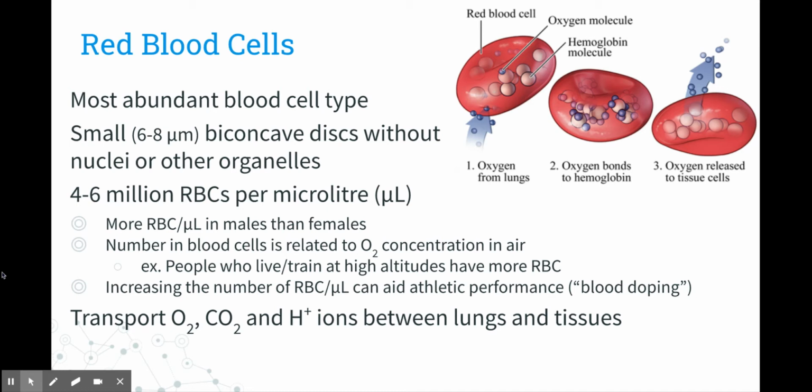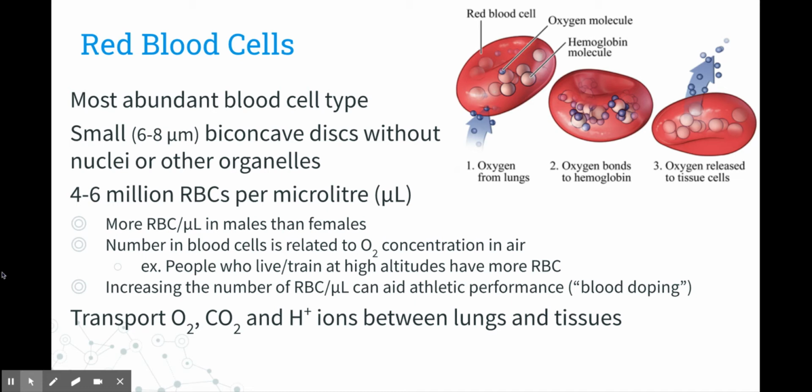Now, the red blood cells, the most abundant type of cell we find in our blood, are fairly small, between 6 and 8 micrometers, and they are biconcave, which means that they have a bit of a dip in the middle on both sides. The reason for that dip is that there are no nuclei or organelles in a mature red blood cell. Because of that, the red blood cells don't live for very long and need to be constantly recycled.